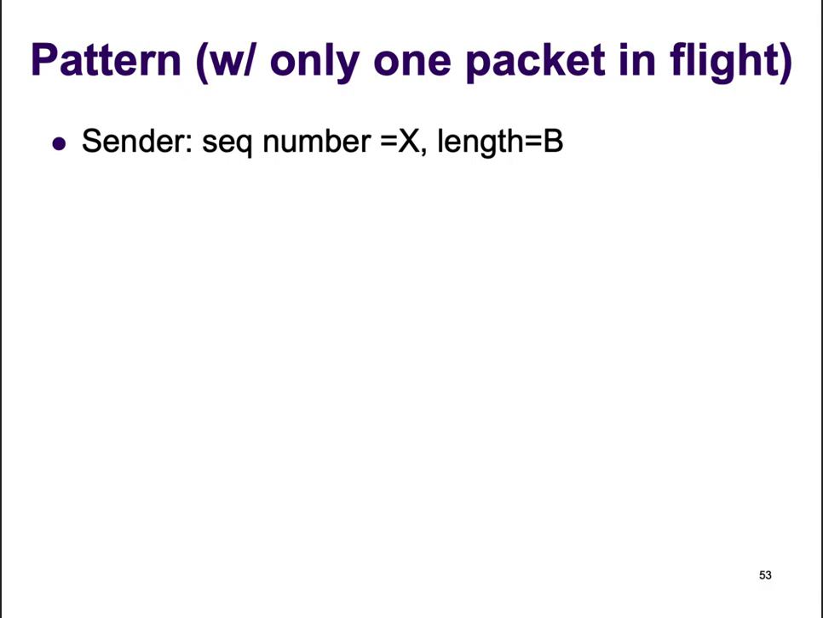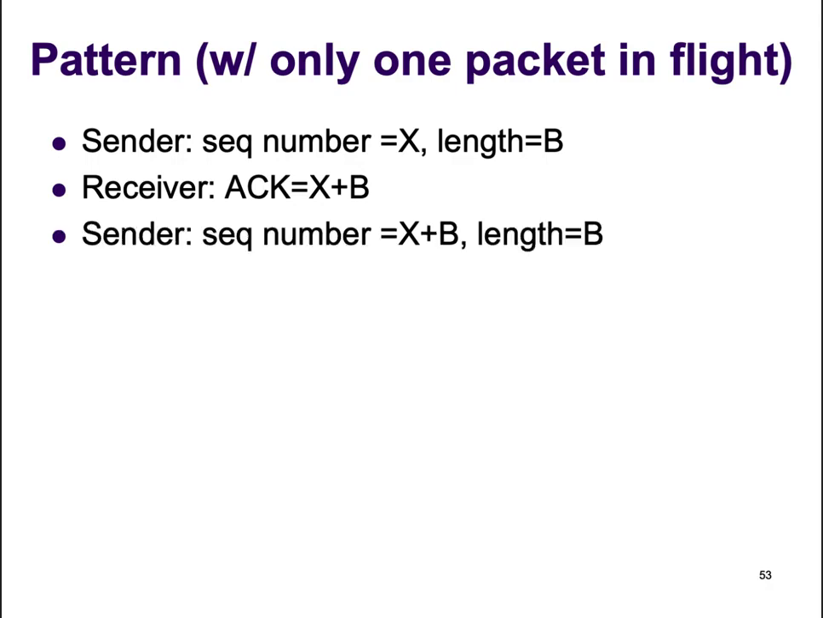Sequence number was x and the length was b, then your ACK would be for x plus b. Your next data packet, the sequence number would be x plus b. And again, if the length was b, then your ACK would be x plus 2b.